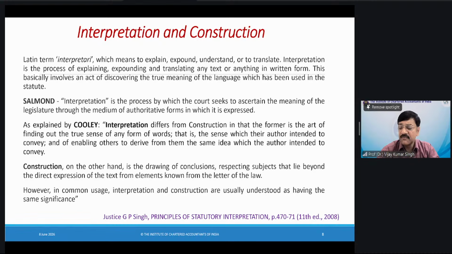However, in India, as a common usage, we use both the terms interchangeably. So that is why it is said interpretation and construction are usually understood as having the same significance in India.